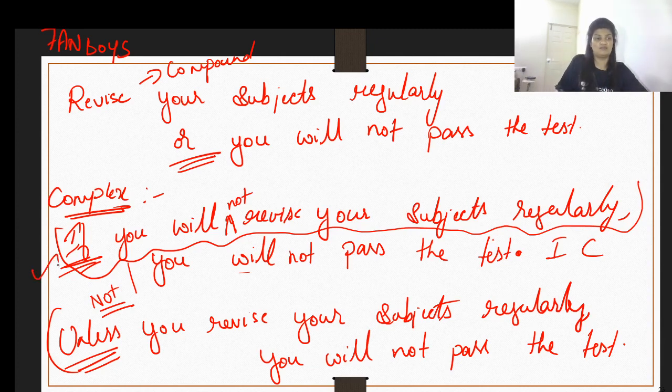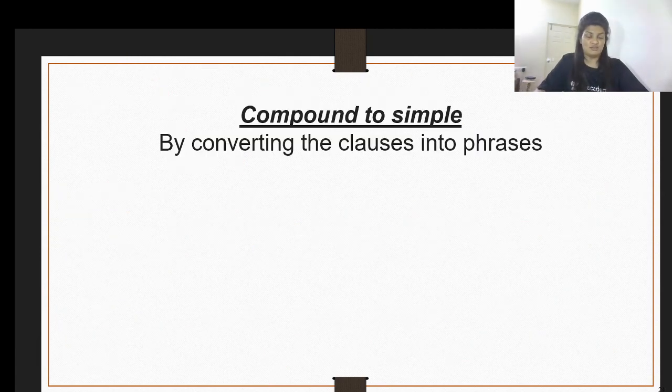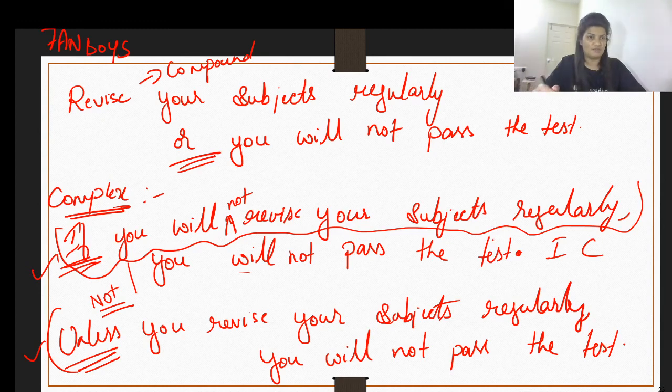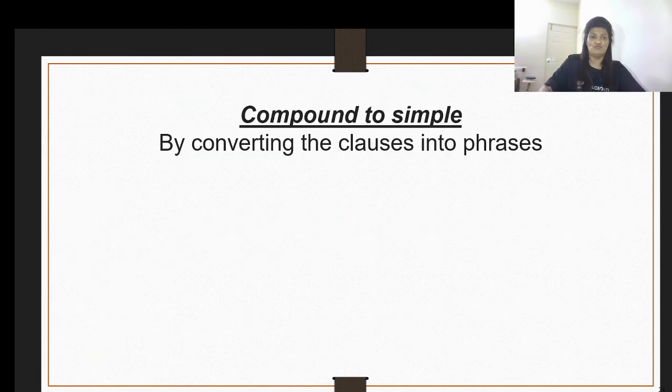So this is how we can convert these statements. Sorry, these were our compound statements and we converted them into complex statements. Now let us move on to converting compound to simple. Compound sentences are two independent clauses, so you have to convert that into simple. A simple sentence doesn't have more than one clause. It's just a standalone clause, so you will have to shrink the clause into a phrase. How can you do that? Let us learn that with examples.